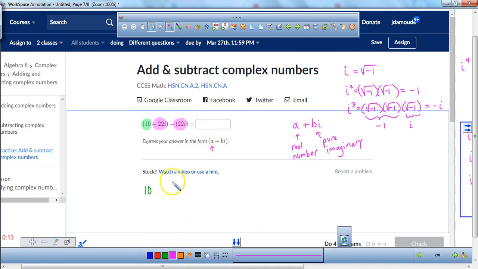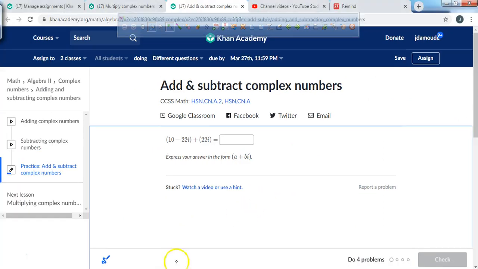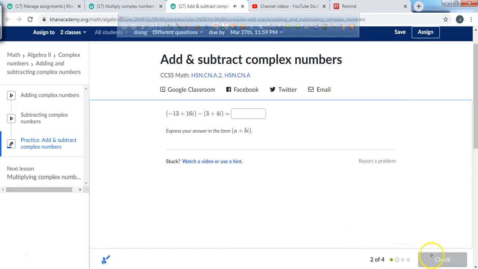All right, and we have -22 i's, and it's asking us to add 22 i's. Well, it looks like these will zero out. So we have 0 i's left, but we don't have to put 0 i's. We can just write in the number 10 right here, and we'll be done. Pretty easy. 10. All right, let's go on to the next question.